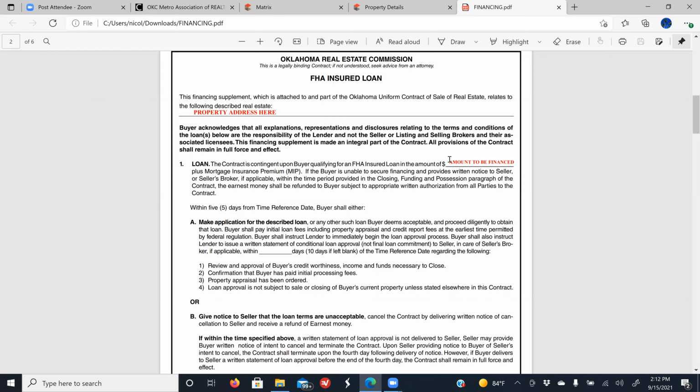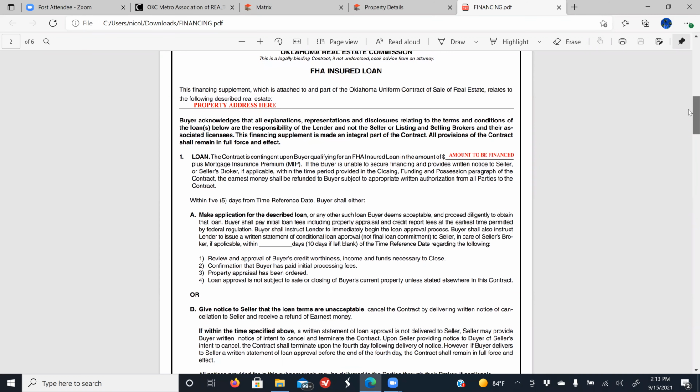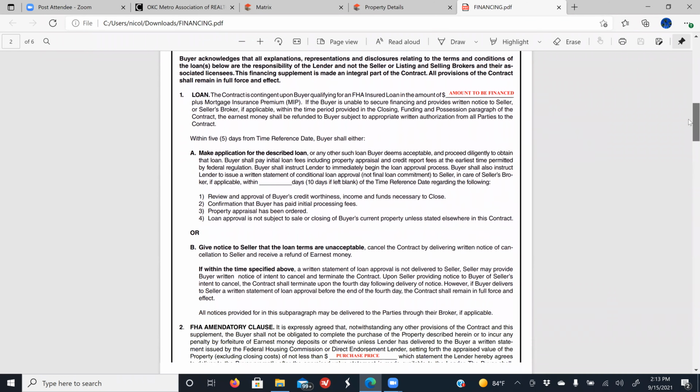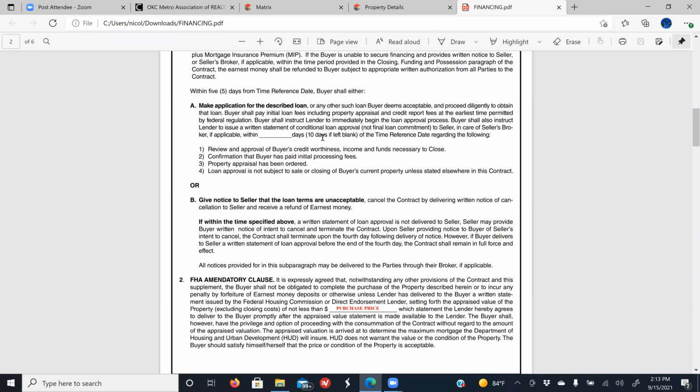So the purchase price minus their down payment. Down payment on FHA is a minimum of 3.5% of the purchase price. Again, we've got the default of 10 days. We can leave that be unless there are extenuating circumstances. Now we're going to get down to section 2.